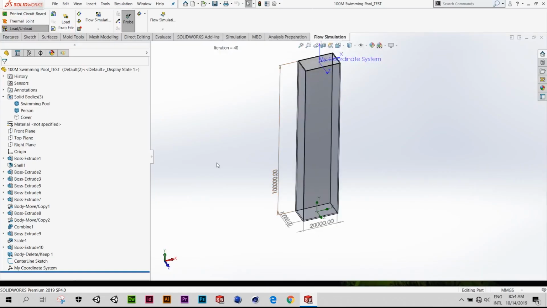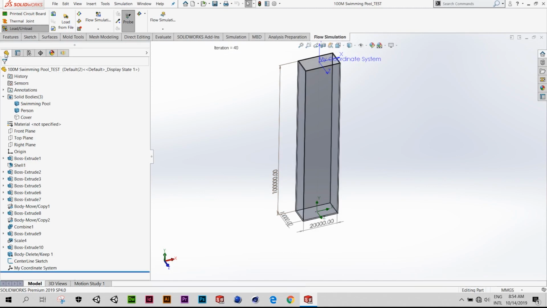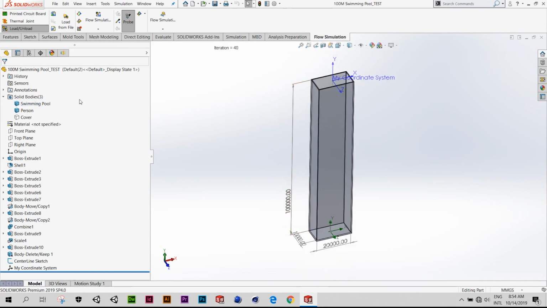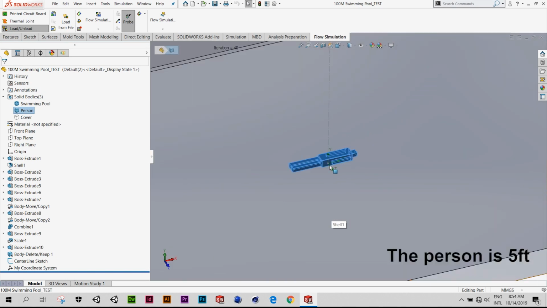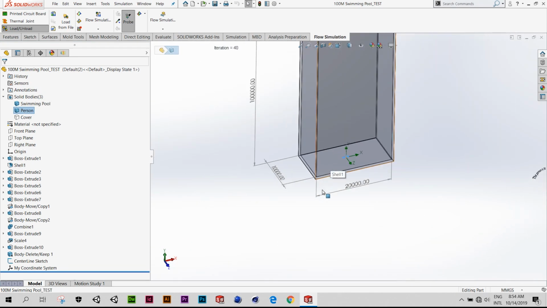I will now open SolidWorks. As you can see in the design tree, I have this swimming pool, and there's the person. He's 5 feet, and the pool dimension is 10 meters by 20 meters and 100 meters deep. And there's also a cover.